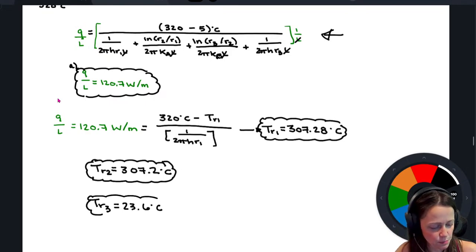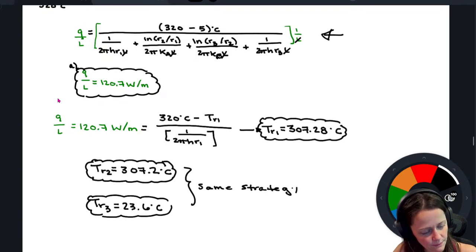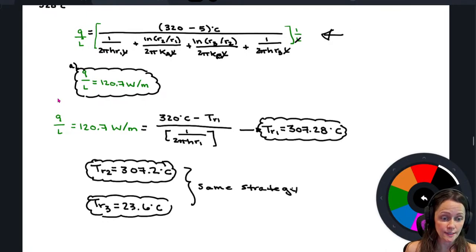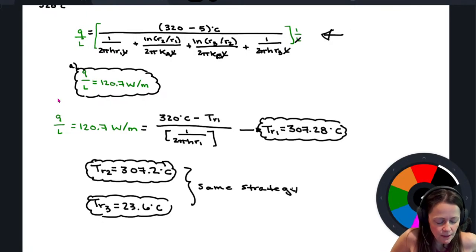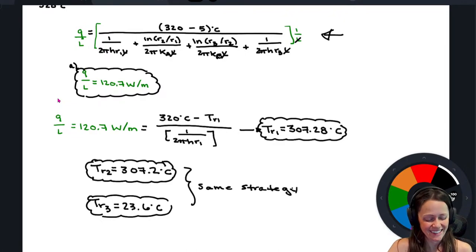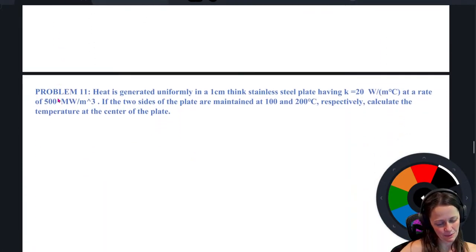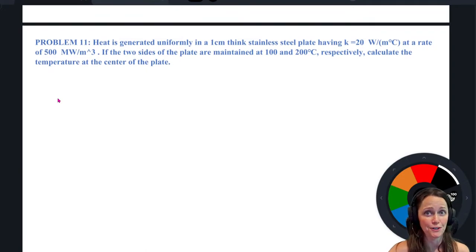Yeah, and I'll just put a little note. It's the same strategy. There we go. All right, so let's move on to a problem that's got some heat generation. We got spoiled with Ohm's analogy. It's kind of nice because it's super easy to use. But sometimes you have heat generation and can't use it.